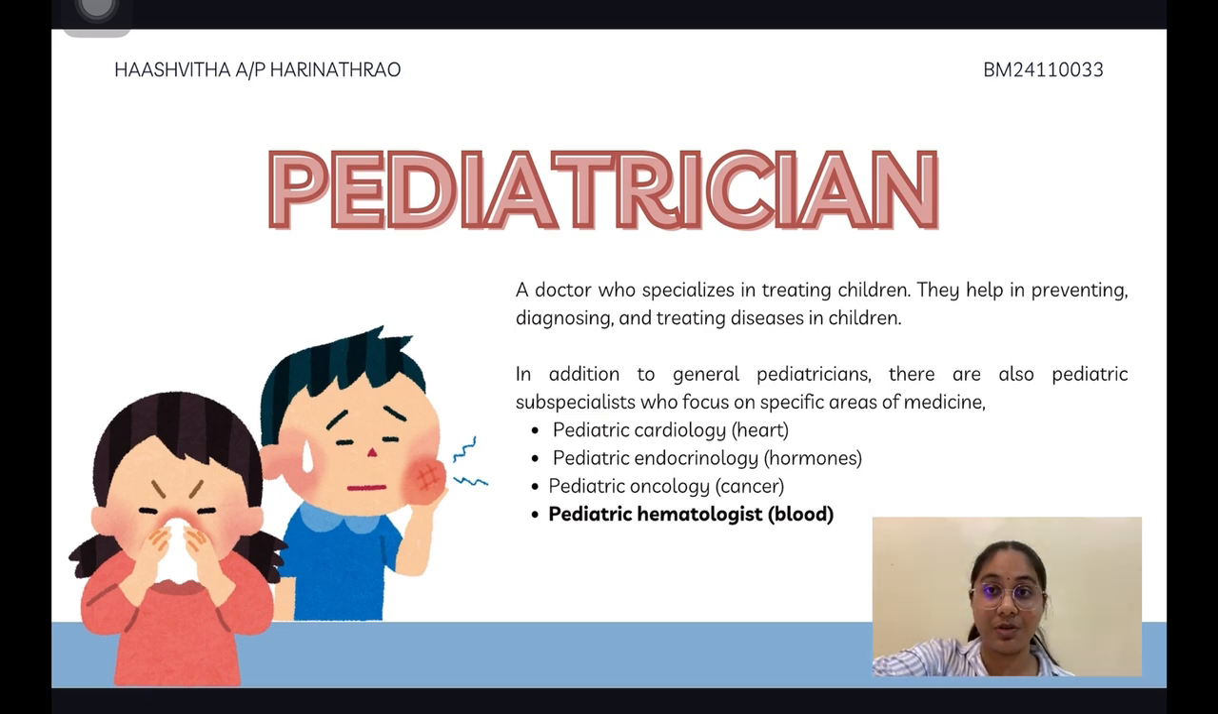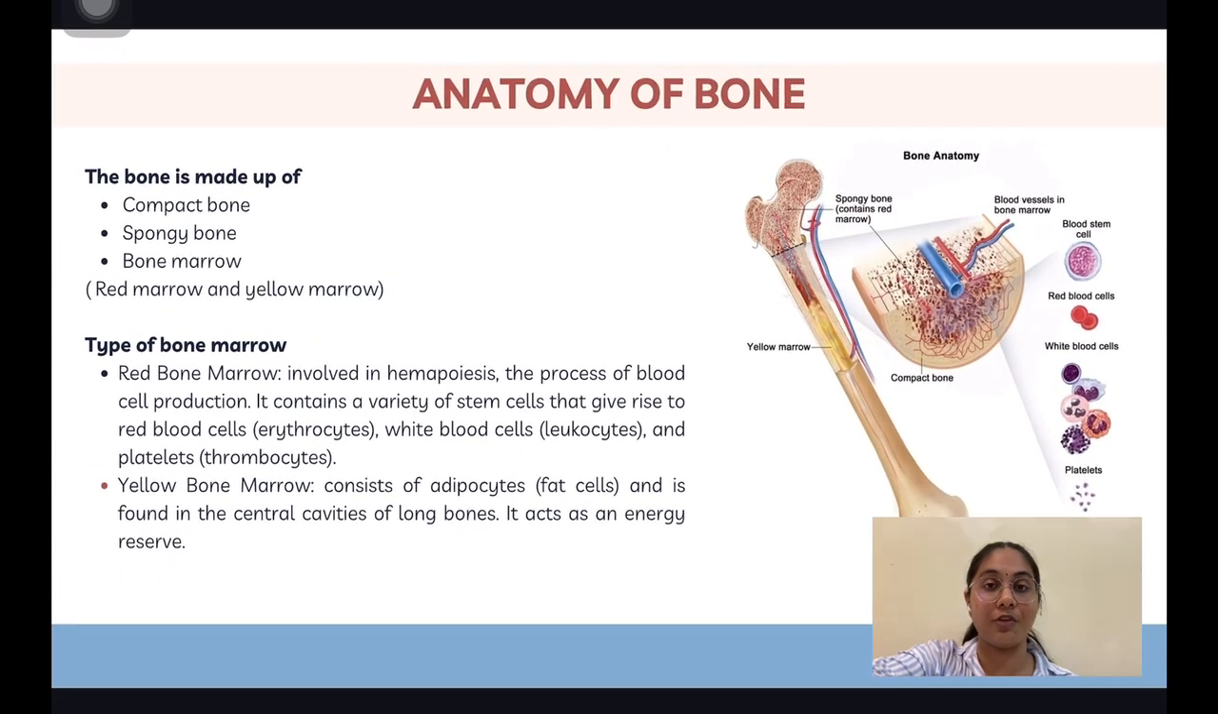In addition to general pediatricians, there are also pediatric subspecialists who focus on specific areas of medicine, such as pediatric cardiology, pediatric endocrinology, pediatric oncology, and pediatric hematology. And today, I'll be focusing more on pediatric hematology. Now, let's continue with the anatomy of bone. Why the anatomy of bone? Because the disease that I chose is related to the bone marrow, which is located within the bone.